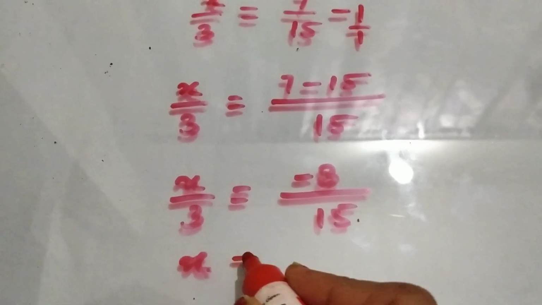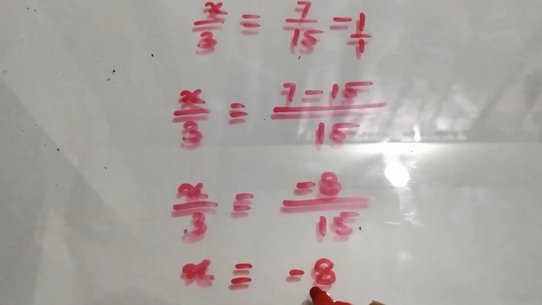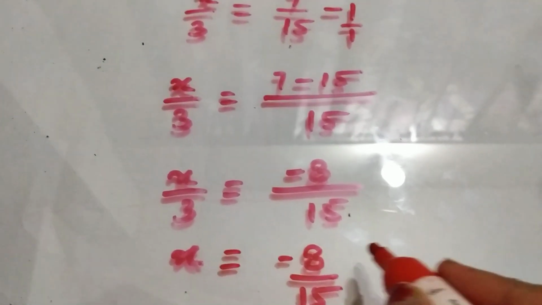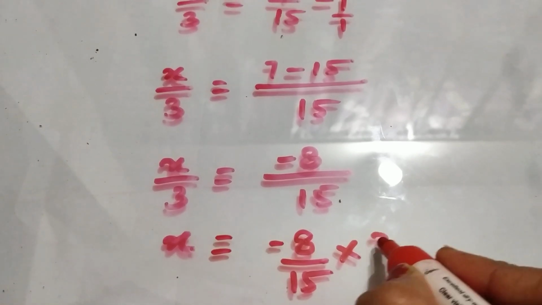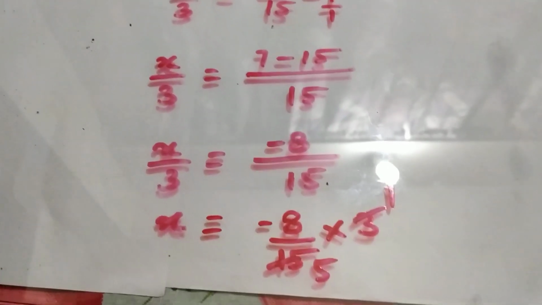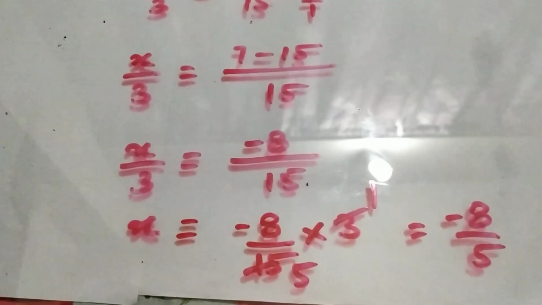So minus 8 divided by 15. Here 3 is in divided form, so we multiply it by 3. 3 1s are 3, 3 5s are 15. So your answer is minus 8 by 15.